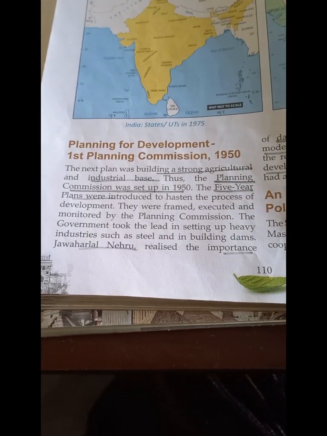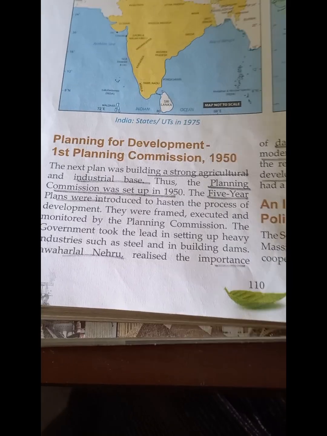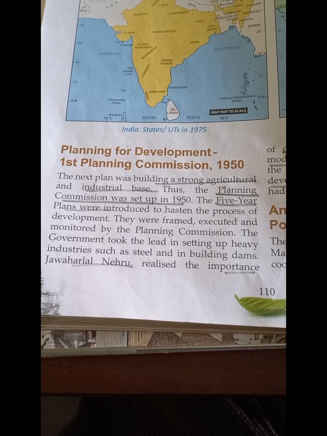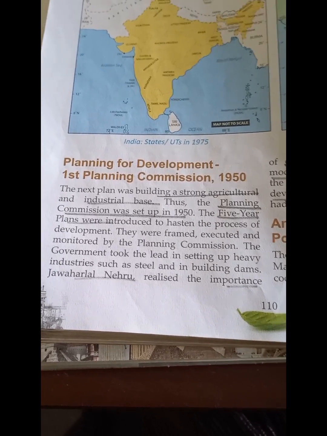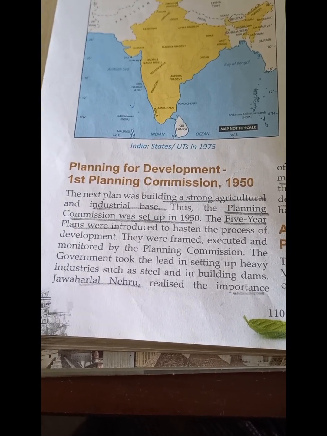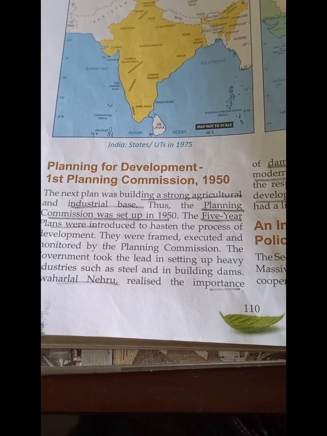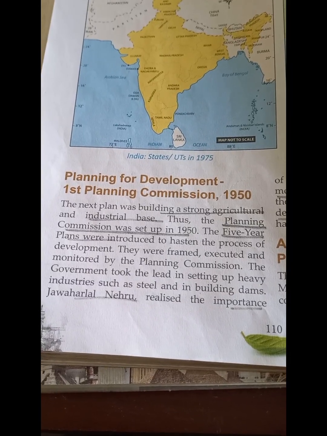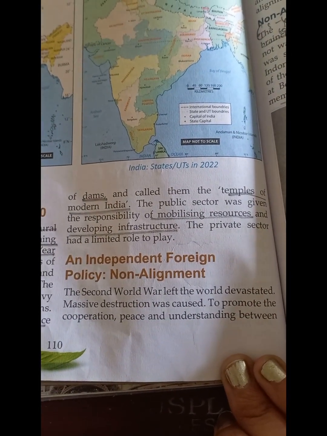As I told you in the previous chapter, a Planning Commission was formed that formulated various 5-year plans for the development of India. The next plan was building a strong agriculture and industrial base. Thus, the Planning Commission was set up in 1950. The 5-year plans were introduced to hasten the process of development. The first 5-year plan was formed for the development of agriculture, while the second 5-year plan was for the development of industries. The government took the lead in setting up heavy industries such as steel and in building dams. Jawaharlal Nehru realized the importance of dams and called them the temples of modern India.